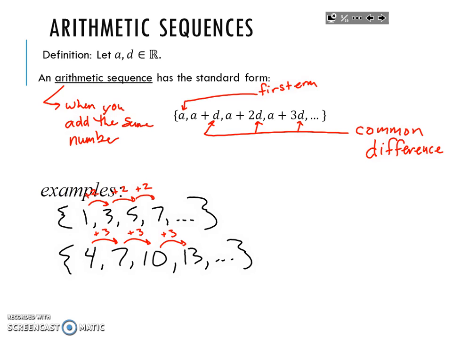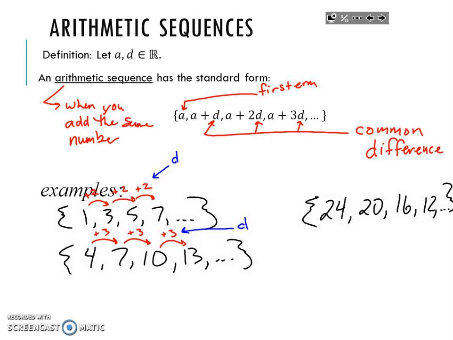So in these cases here, my D value is going to be 2. In this case down here, my D value is a 3. Let's look at another example. Let's say I've got, is that an example of an arithmetic sequence? Are we adding the same number between each term? Pause the video and decide.